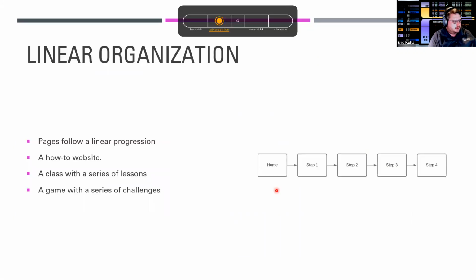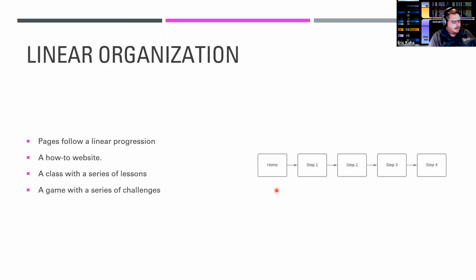A linear organization is a little different. All the pages kind of follow a linear progression. This is like a traditional book, where every page follows the page before it. A good example of a linear organization would be a website that's a class. So I start at lesson 1, and then I go here, and then I go here, and then I go here, and I go here.